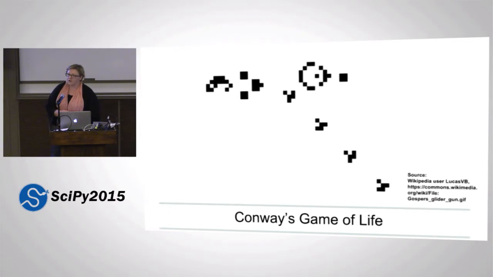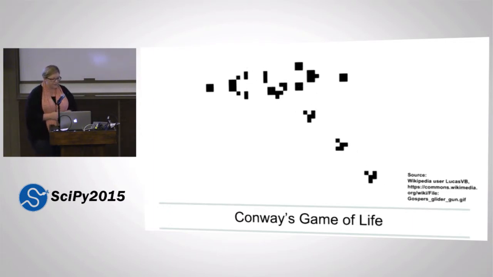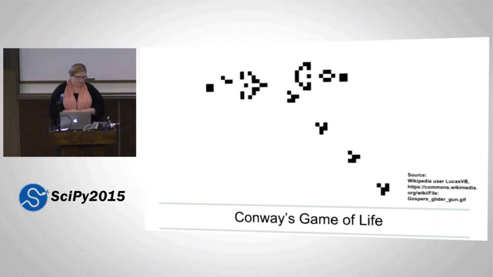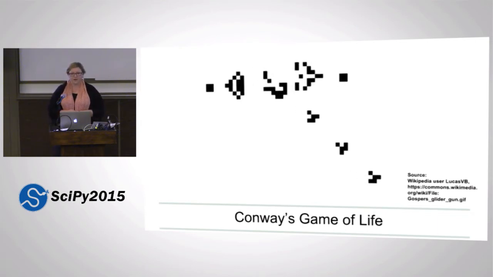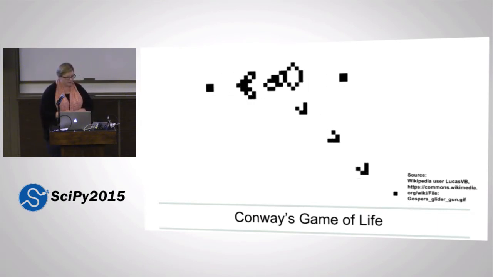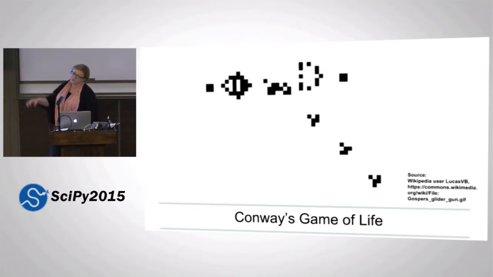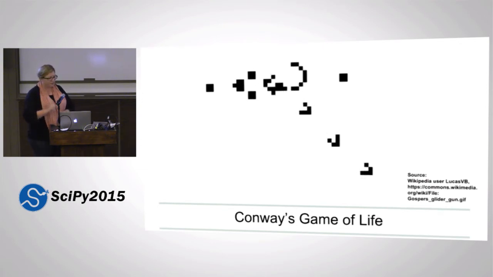So the first one we want to tell you about today is Conway's Game of Life. This is the most basic simulation. Cells live or die based on the number of cells around them. The shapes themselves, the patterns that are created, are not the agents, but the individual cells are.